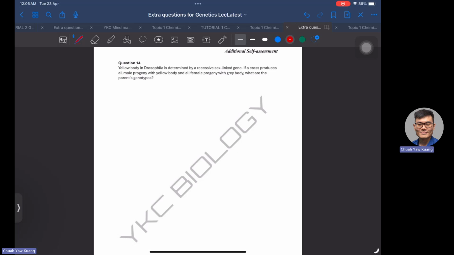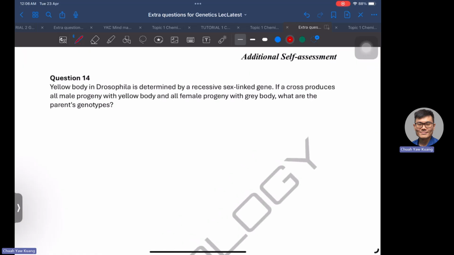Question 14 shows us that this is a question related to the sex-linked gene. Easily, we know that this is a question related to the deviation from Mendel's model, and it is related to the sex-linked gene. When we say sex-linked gene, most probably it should be the X-linked gene.